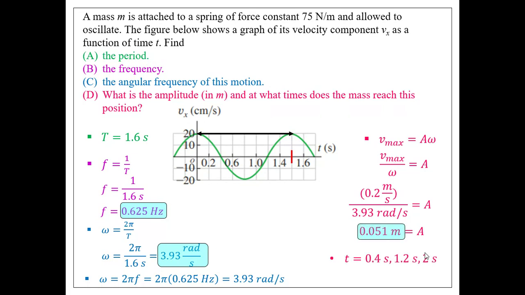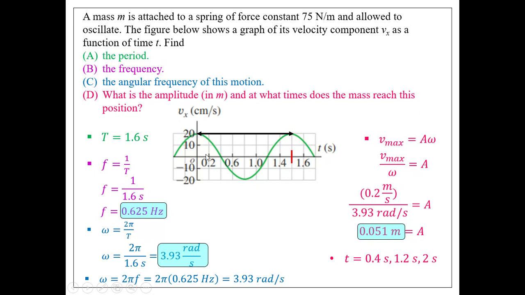The second part of part D asks, at what time does the mass reach this position, where it reaches the amplitude? I know it reaches the amplitude when velocity is 0, because that would imply that the object is being stretched to the far right or compressed to the far left, which means it has not been released yet, so it hasn't moved yet. In this particular case, if you look at this graph, follow my cursor.